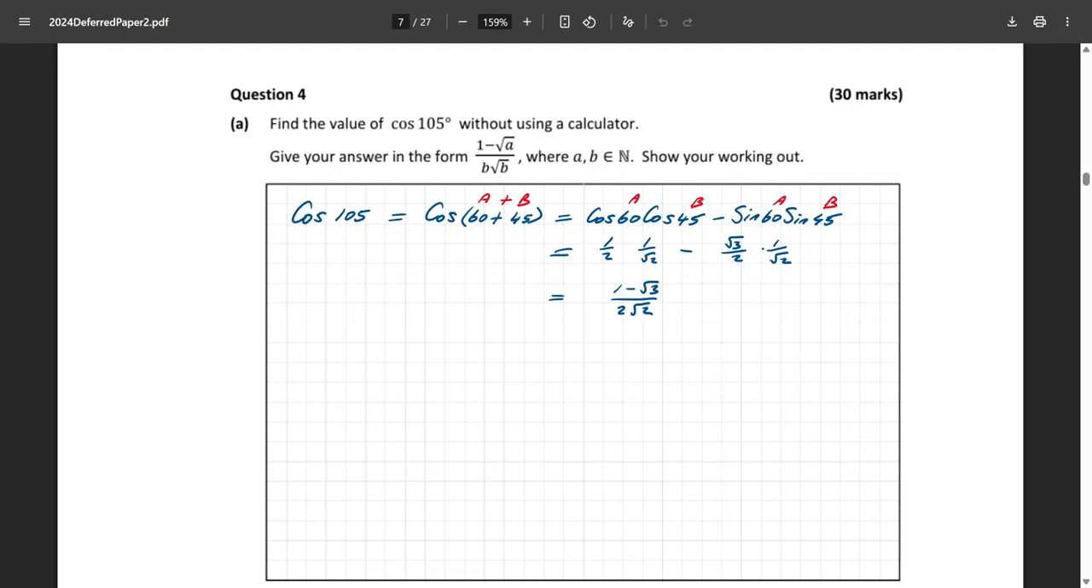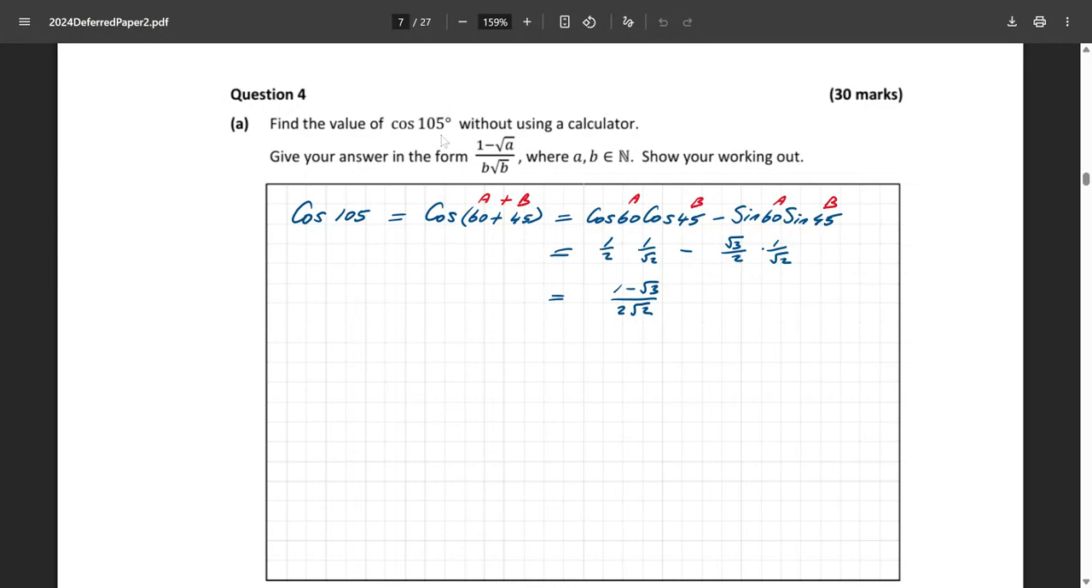This is 2024, the deferred paper. It's question 4 and it's the question on trigonometry. So obviously we're on paper 2. So question 4, part A, find the value of cos 105 degrees without using a calculator.